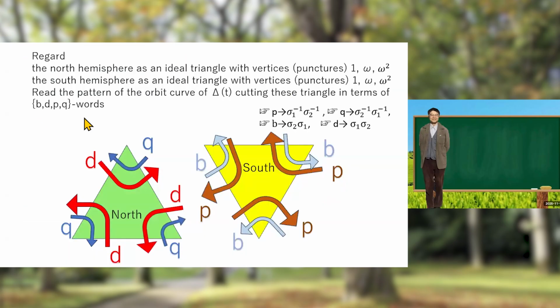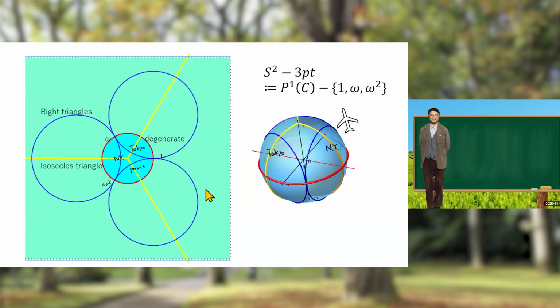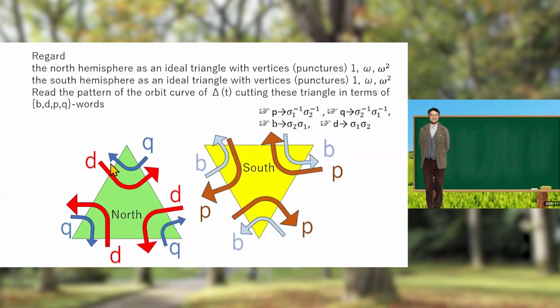Okay, so on this plane we have the orbit of the shape function of the Lissajous motion, and then we associate each move between the south and north hemispheres with BDPQ in this way, associating symbols like this.